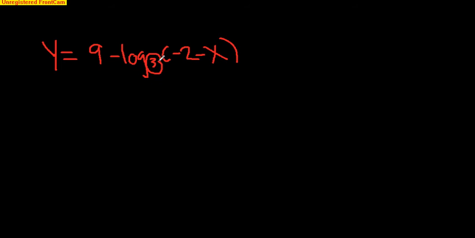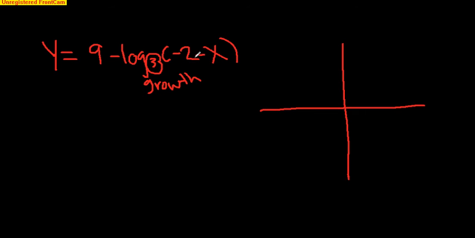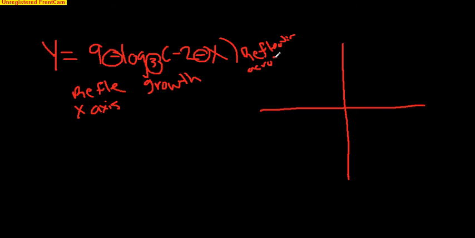Right here we see a growth logarithmic equation. Okay, but here you see that we have a reflection across the x axis, and right here a reflection across the y axis. Okay, those two are very important because that will change our graph.